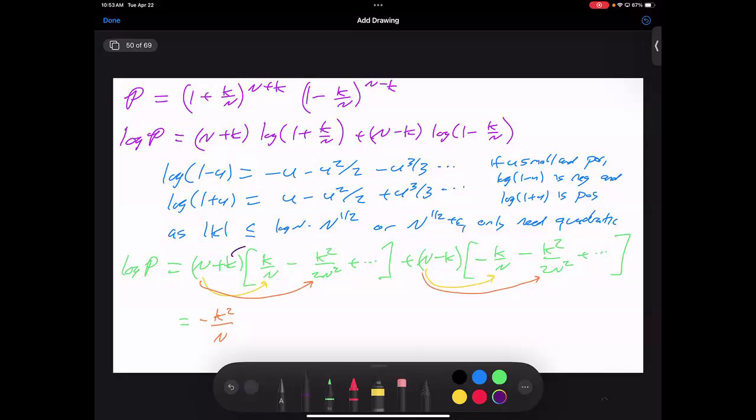So now we have the k times k over n and the negative k times negative k over n. Do those cancel or reinforce? Reinforce. And so now that's going to give us a plus k squared over n, which is going to perfectly balance out with what we just had a moment ago.